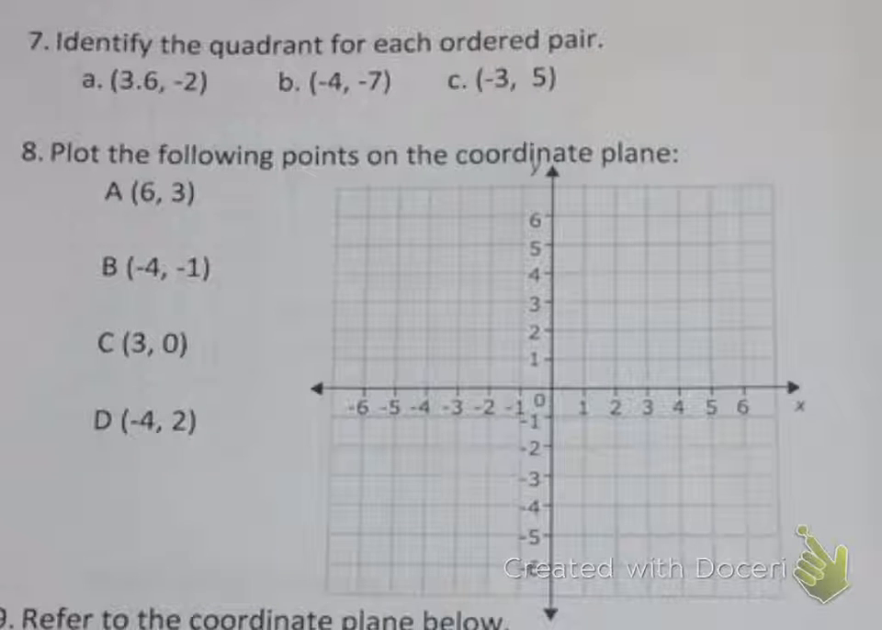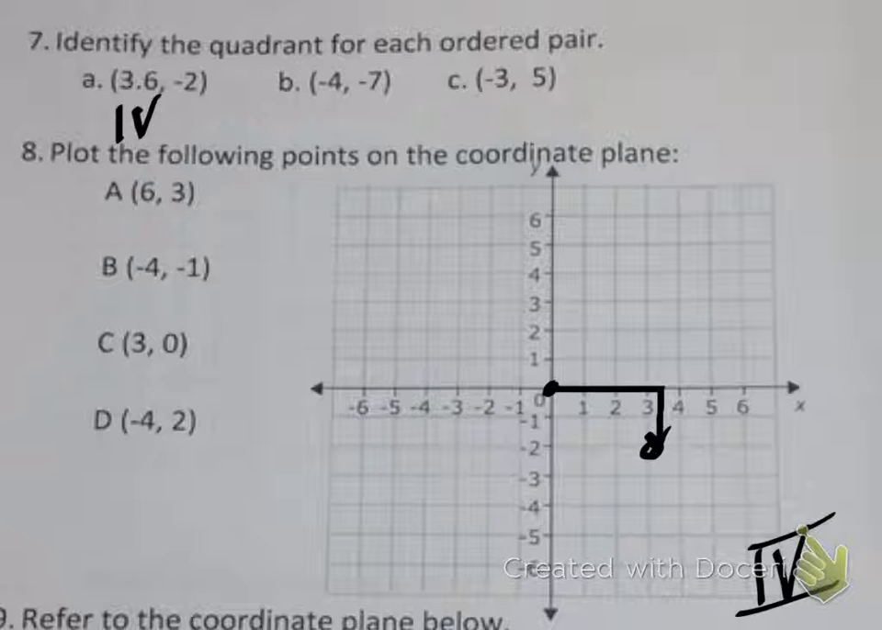So for number 7, we have 3.6, negative 2. We start at the origin. We use x first, so we're going positive, so we go right. About 3.6 would be right about there. And then negative 2 means go down. So that point would be right there, in quadrant 4.